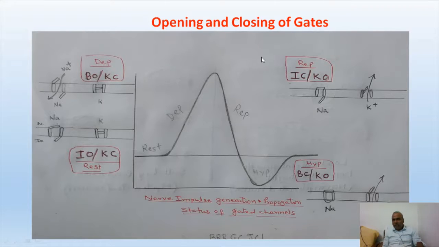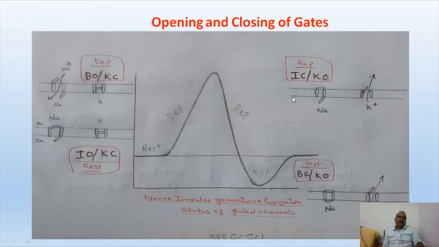Potassium gates are opened only in repolarization. And during repolarization, the inactivation gate is closed. Okay, here the diagram is wrong. This must be closed, this must be open. The inactivation gate is closed, but potassium gates are open. In hyperpolarization, both gates of sodium are closed, but potassium is open. Here, actually, the inactivation gate is closed. This must be closed and this must be opened. I have not drawn it properly, so you can change it here. So the inactivation gate is closed, the activation gate is opened.